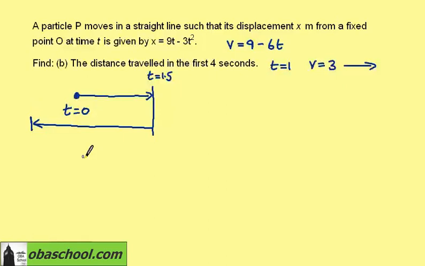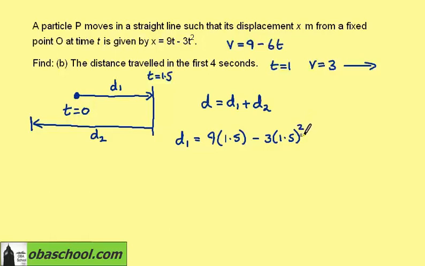Let's suppose it's here at t equals 4. If we call this distance d1 and this one d2, the total distance moved will be d1 plus d2. Let's consider d1 to begin with. We have an expression for displacement, and d1 is just going to be 9 times 1.5, take away 3 times 1.5 squared. This calculates to give us 6.75 meters.